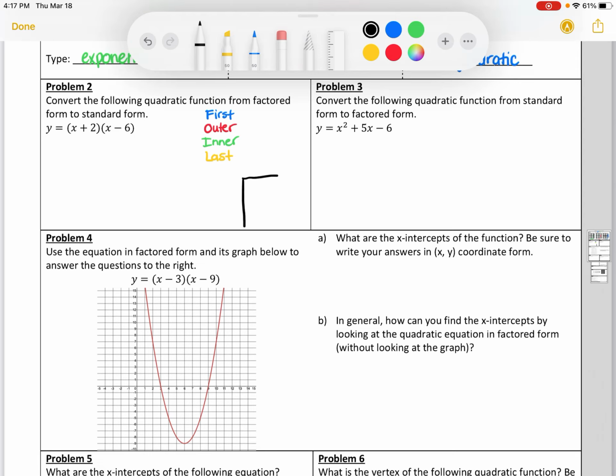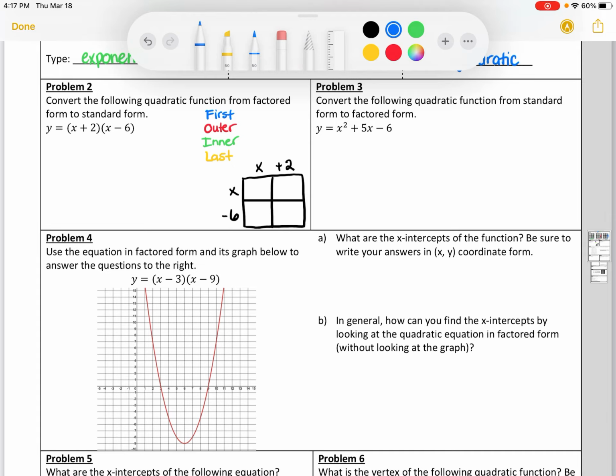The box is another way to help yourself not forget anything. When we do the box method, I make a box with 4 squares, and then I put my factors along the edges. It could be flipped from what I have, but I'm going to put x plus 2 on top and x minus 6 on the bottom. So that was the other way we did it. Use whatever way works best for you.